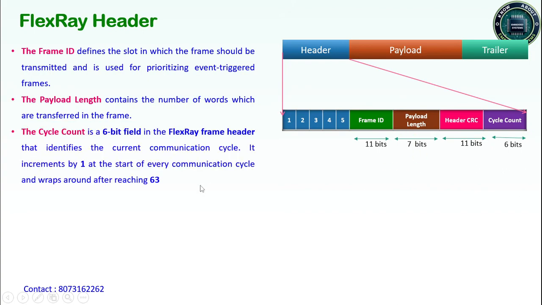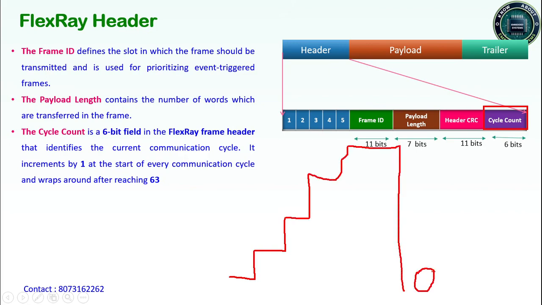The next one is called the cycle count. You can see it here. So what do you mean by cycle count? Cycle count is just a counter that increments whenever you transmit one frame. It's like this: 0, 1, 2, and it goes on like that, and later it comes back to 0. Very straightforward. It's a cycle counter.